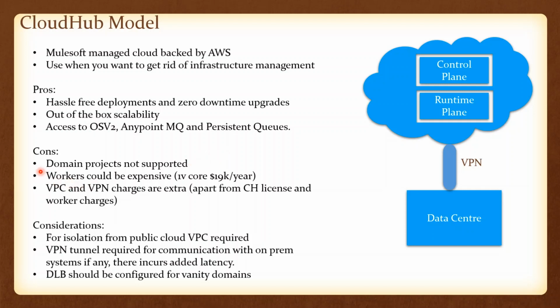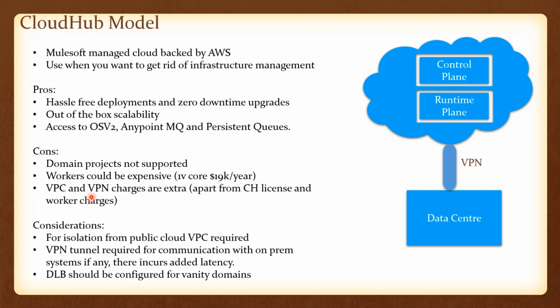So if you are already using domain projects, this might require some changes to your code and you won't be able to leverage the domain projects anymore. Workers could be expensive. Yes, a 1 vCore worker can cost you up to $19,000 per year. So of course they can be expensive.